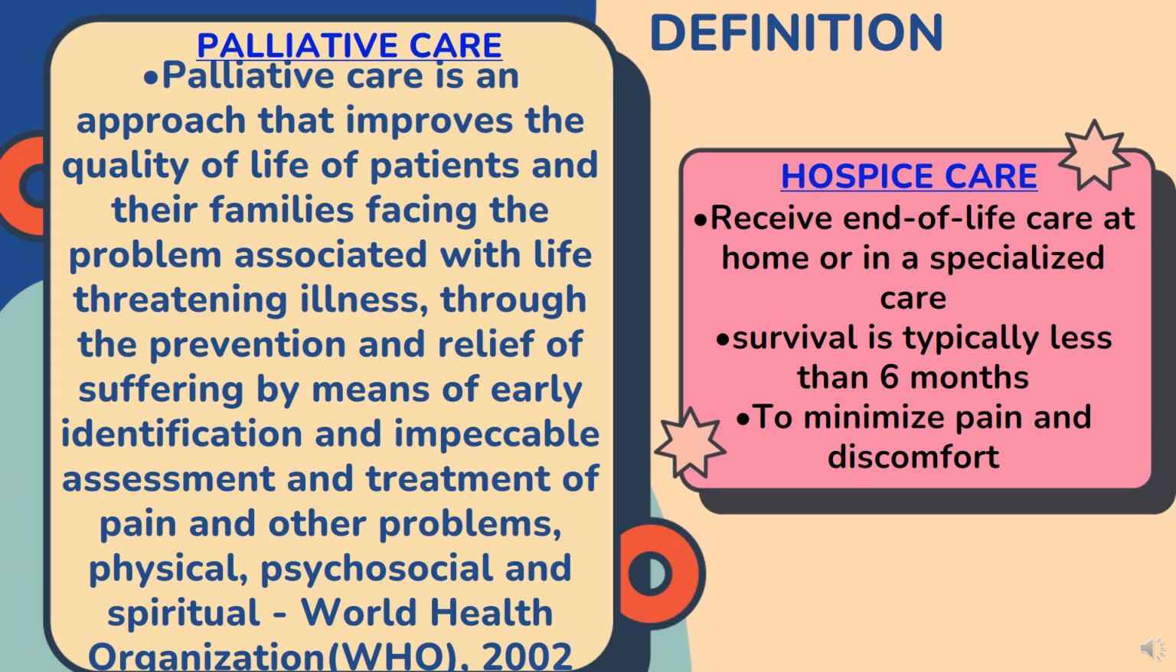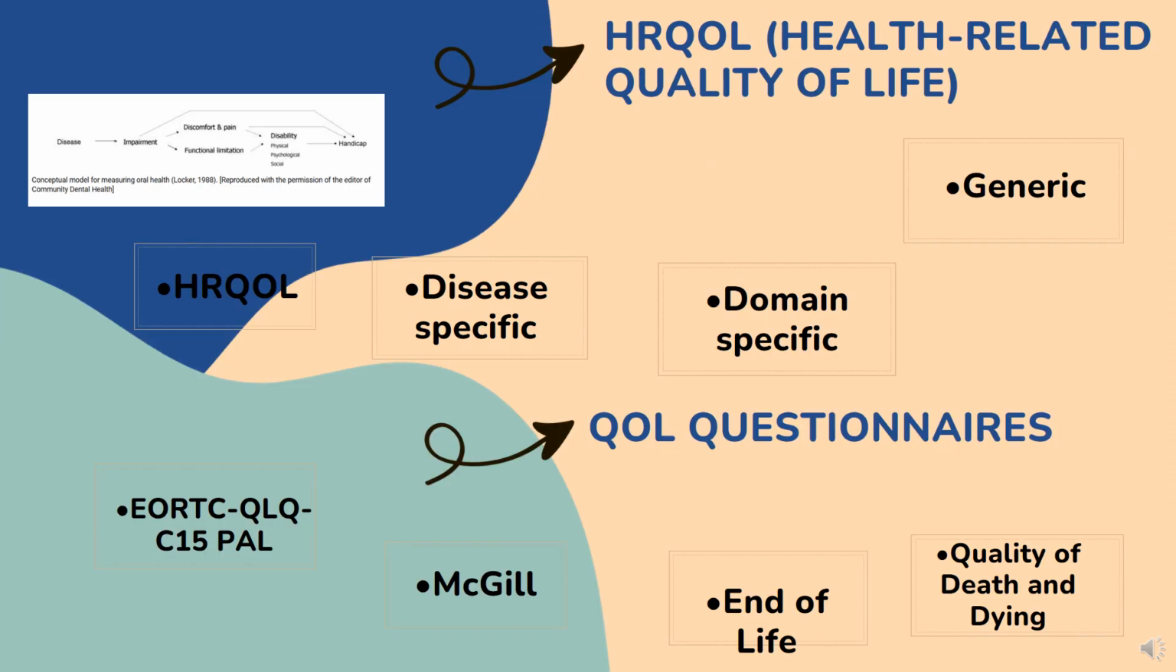Hospice care: receive end-of-life care at home or in a specialized center. Survival is typically less than 6 months. To minimize pain and discomfort is hospice care. So, health-related quality of life is a big questionnaire through which disease-specific, domain-specific, and generic quality can be estimated. And the same thing with McGill, end of life, and quality of death and dying. These are all the questionnaires which can measure the quality of life and the suffering of a person.